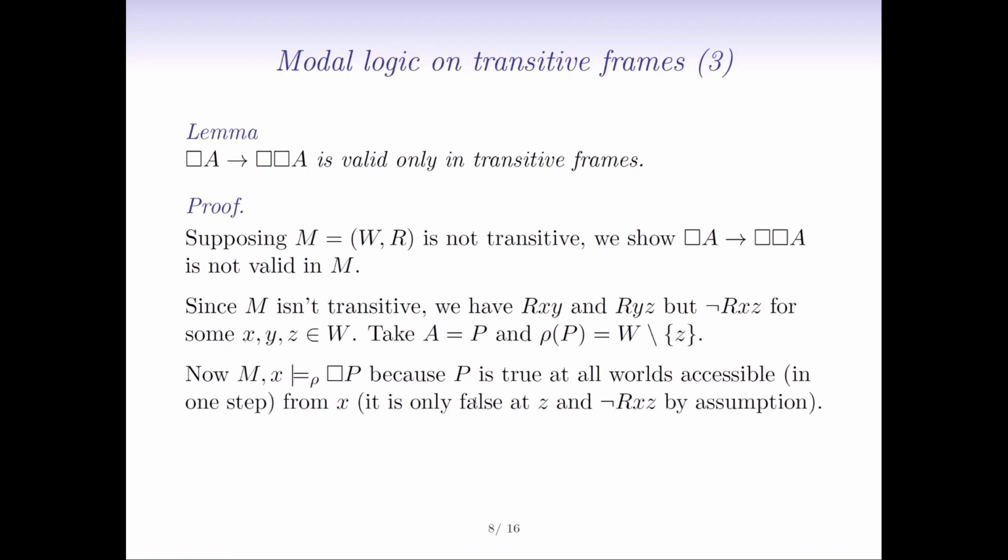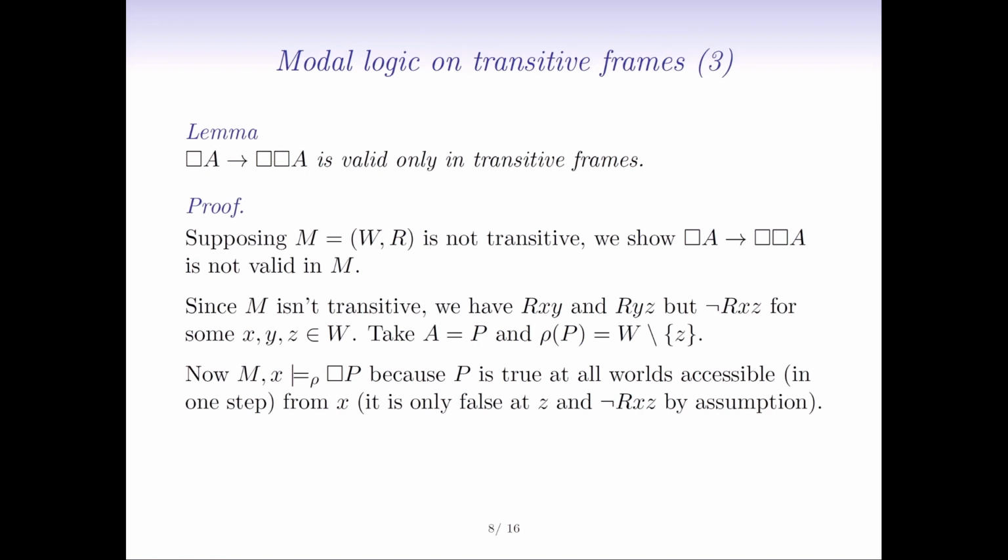Now, I'm going to show that box P implies box P, which is an instance of this formula, is not true at the world X. That means I have to show that X makes box P true, but it does not make box box P true. So first of all, why is box P true?